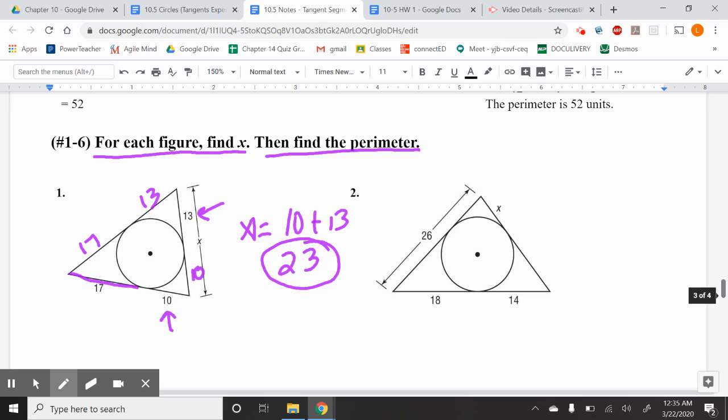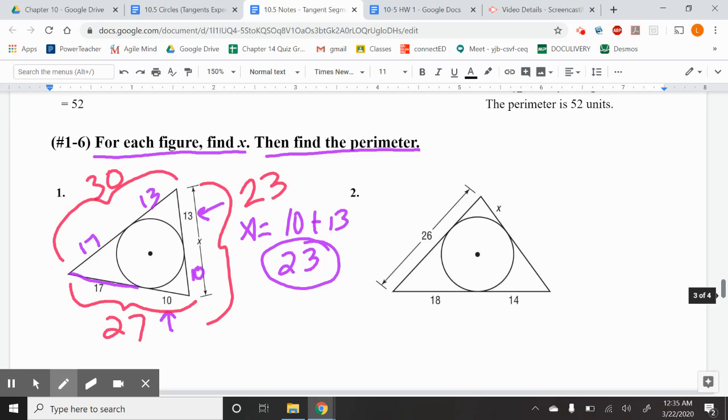All right, now to find the perimeter, I have to look at the lengths of each side. So the length right here is 27. The length right here is 30. And the length right here we figured out was 23. So to find the perimeter, we do 27 plus 30 plus 23, and all of that is equal to 80. So the perimeter is equal to 80. And x is equal to 23.